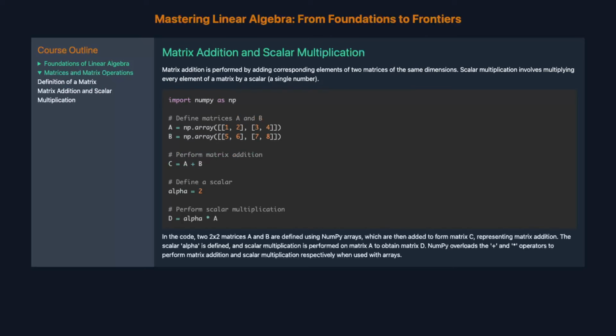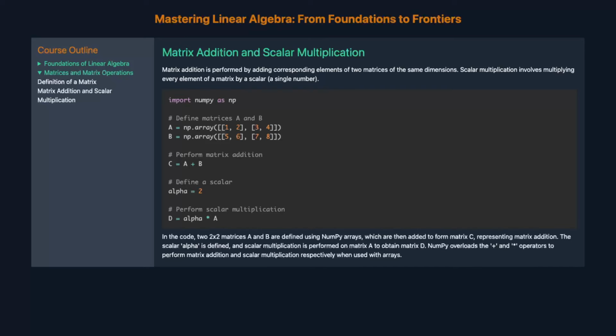Matrix addition and scalar multiplication. Matrix addition is performed by adding corresponding elements of 2 matrices of the same dimensions. Scalar multiplication involves multiplying every element of a matrix by a scalar, a single number. In the code, 2 2x2 matrices A and B are defined using NumPy arrays, which are then added to form matrix C, representing matrix addition.